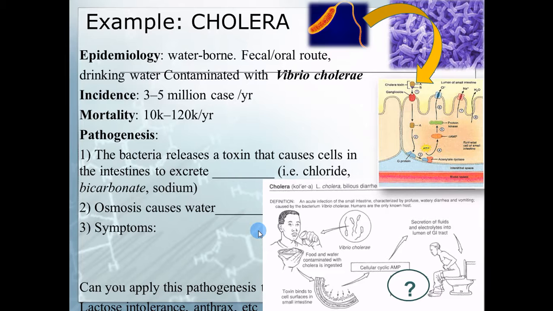But when you look at how this process works, you can apply it to other things like lactose intolerance. It's not a bacteria, but they have lots of solute in their GI tract. Lots and lots of the sugar, lactose, they can't process. So what's water going to do? Water is attracted to the solute, which means it gives them what symptom? Diarrhea. The same pathogenesis. It's just a different type of disorder. But it's the same concept. Same thing with anthrax.